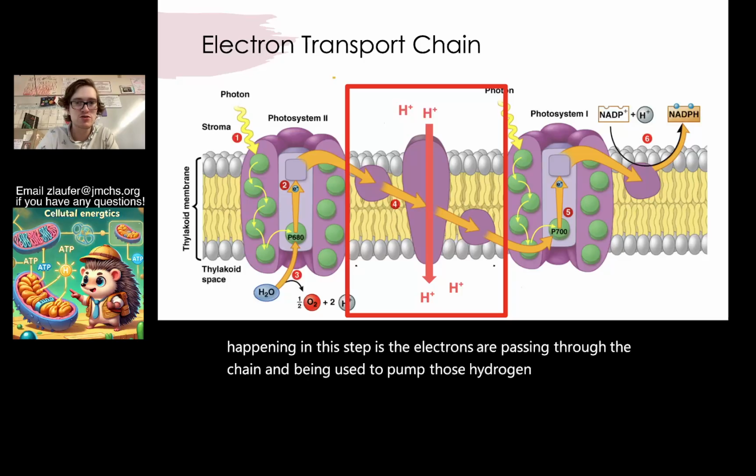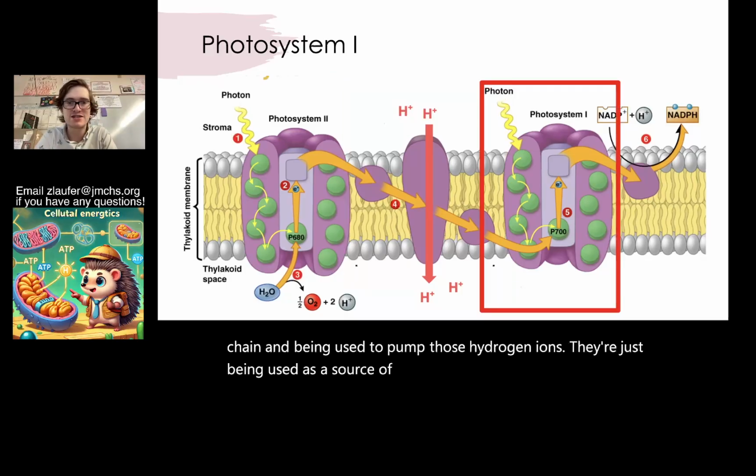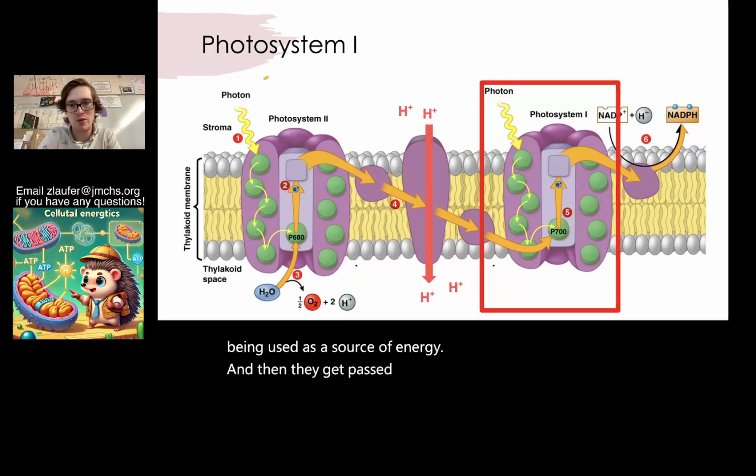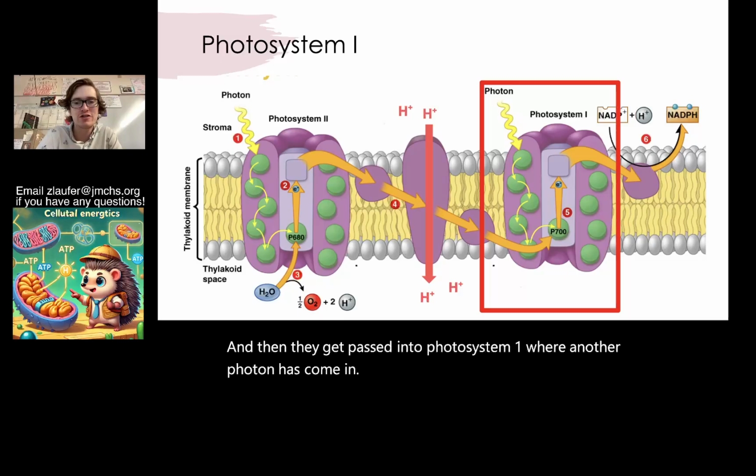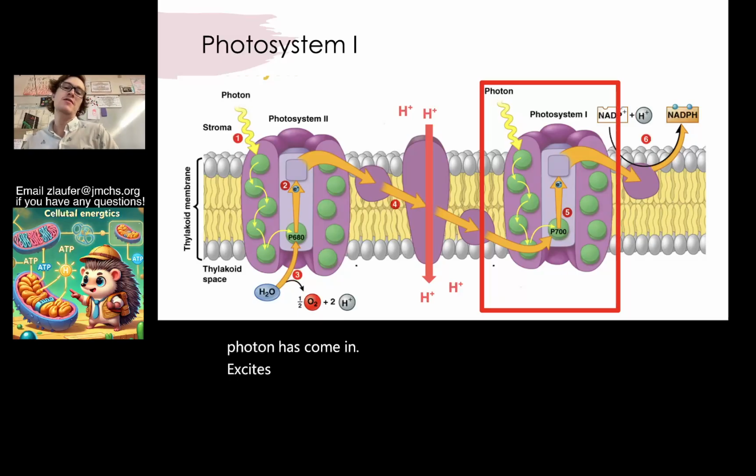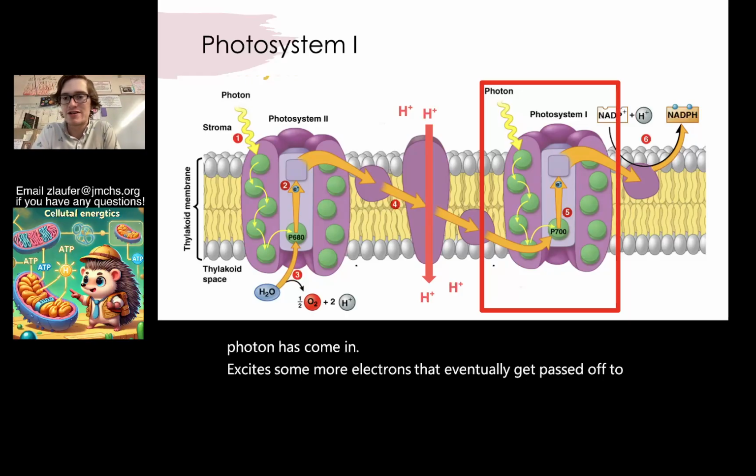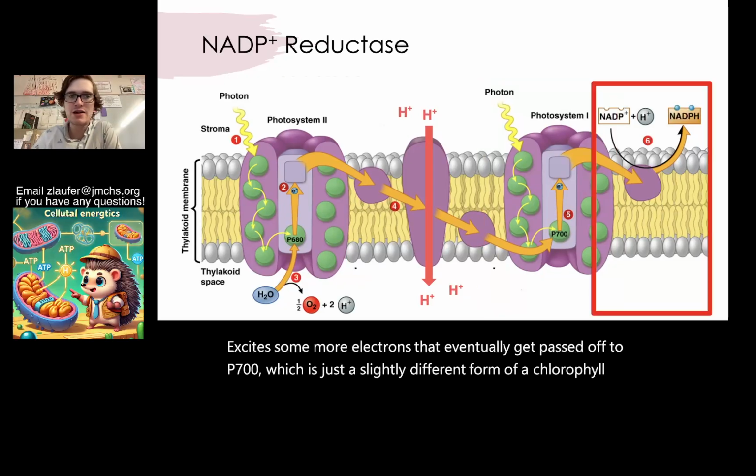They're just being used as a source of energy. And then they get passed into photosystem 1, where another photon has come in, excites some more electrons that eventually get passed off to P700, which is just a slightly different form of a chlorophyll molecule. But the electron is ultimately headed towards an NADP.